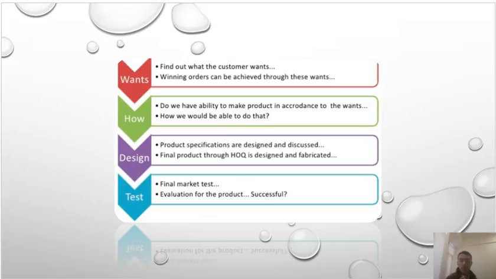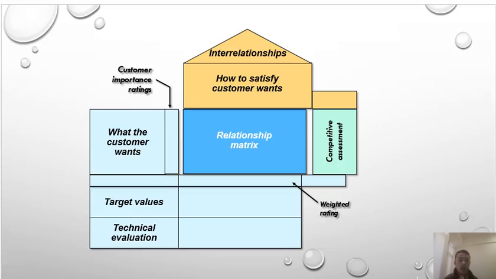So the first thing is what you start off with, what the customer wants in your product, and the second thing is how you could cater to those wants, and the third thing is that you design your product, and the fourth thing is you go on with the test, you do a pilot study, and you present your product to the customers and see how they perceive it, and collect data about how successful your product has been.